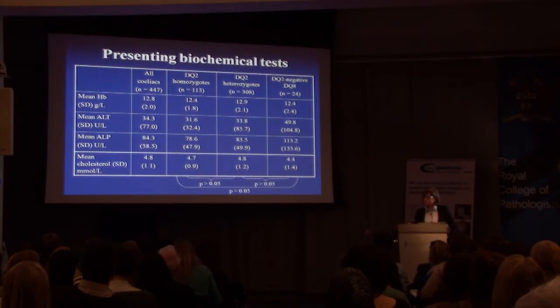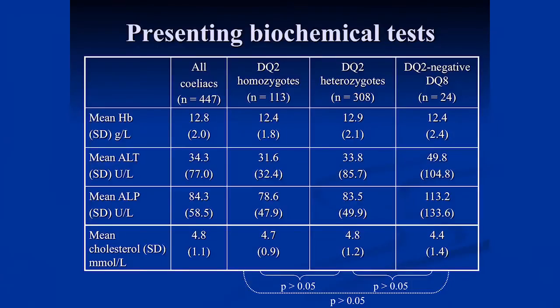This table illustrates some of the laboratory variables that were systematically collected at diagnosis. Mean hemoglobin was similar between the 3 genotypes. Mean ALT, which we've previously presented at a Celiac UK conference as reflective of more severe celiac disease, appeared higher in DQ8 and DQ2 negative DQ8 carriers, but this did not reach statistical significance. Hematinic profile, liver chemistries, cholesterol profile was similar with all the 3 different genotypes.